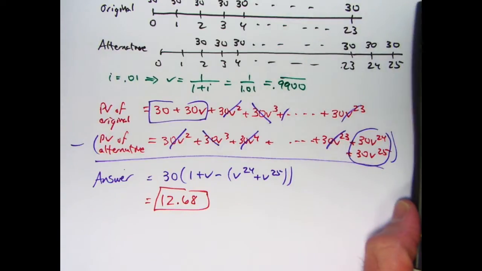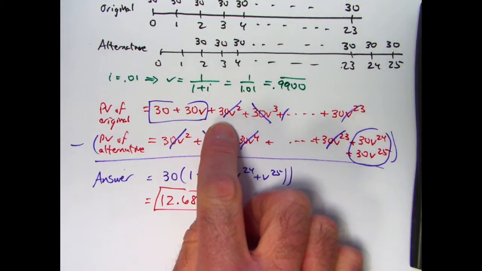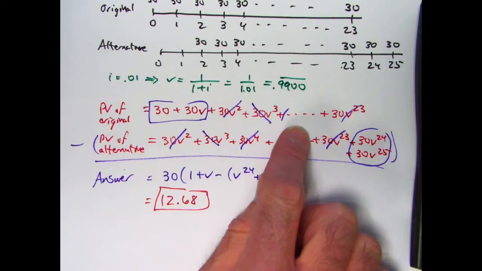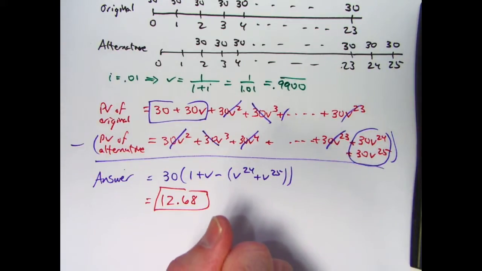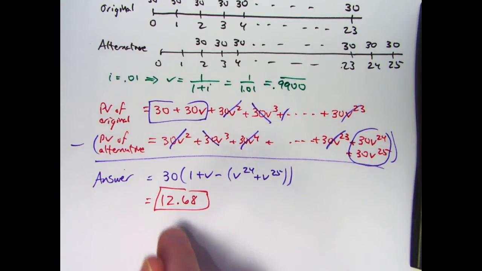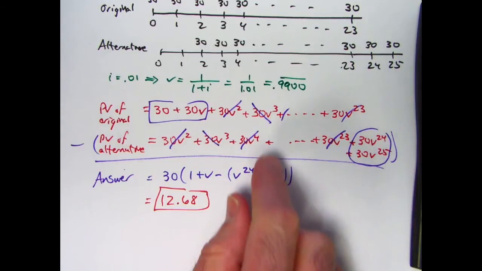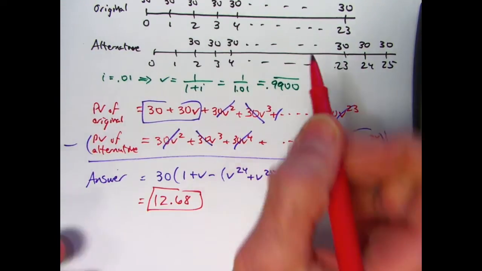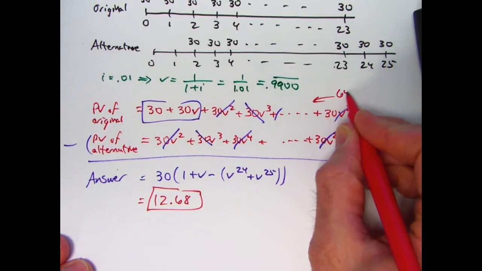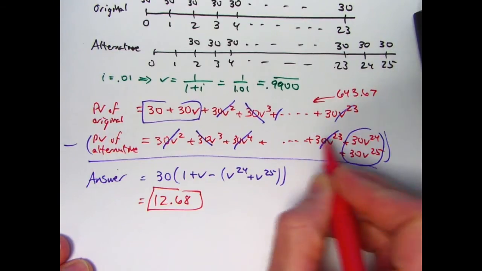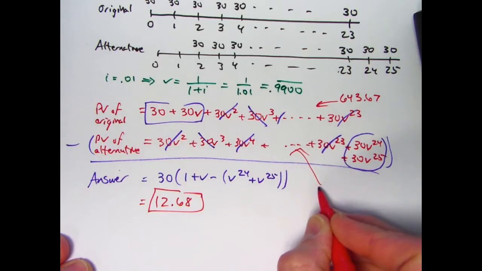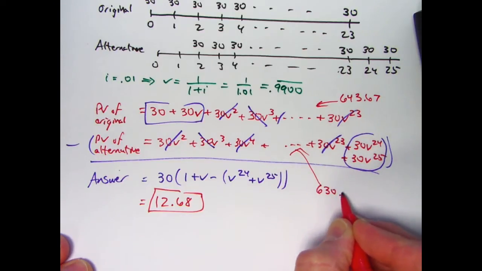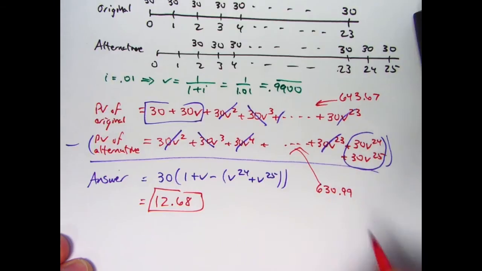Again, if you want, I would encourage you to try. If you know or can find out the formula for a finite geometric sum, to figure out these numbers, these summations here, and subtract them to see that you get the same answer. In fact, I can tell you what the answer is. I did it ahead of time. This one turns out to be 643.67, and this one turns out to be 630.99. When you subtract those two amounts, you once again get 1268.